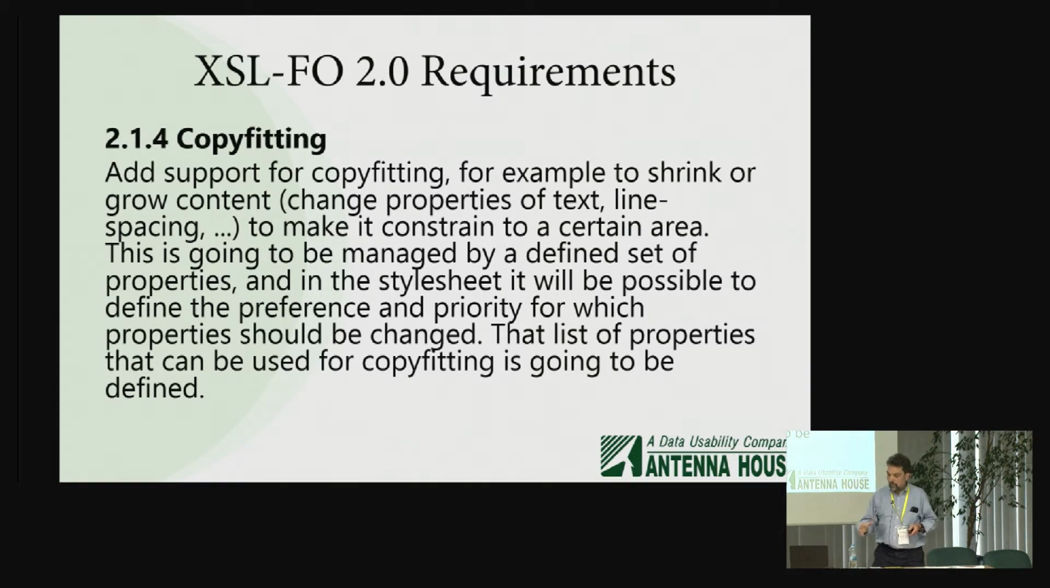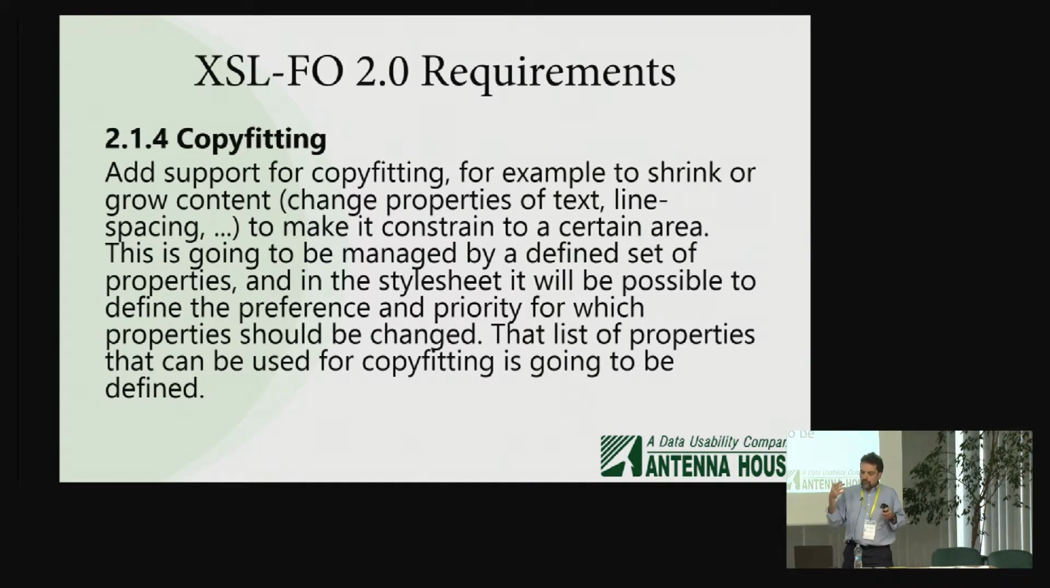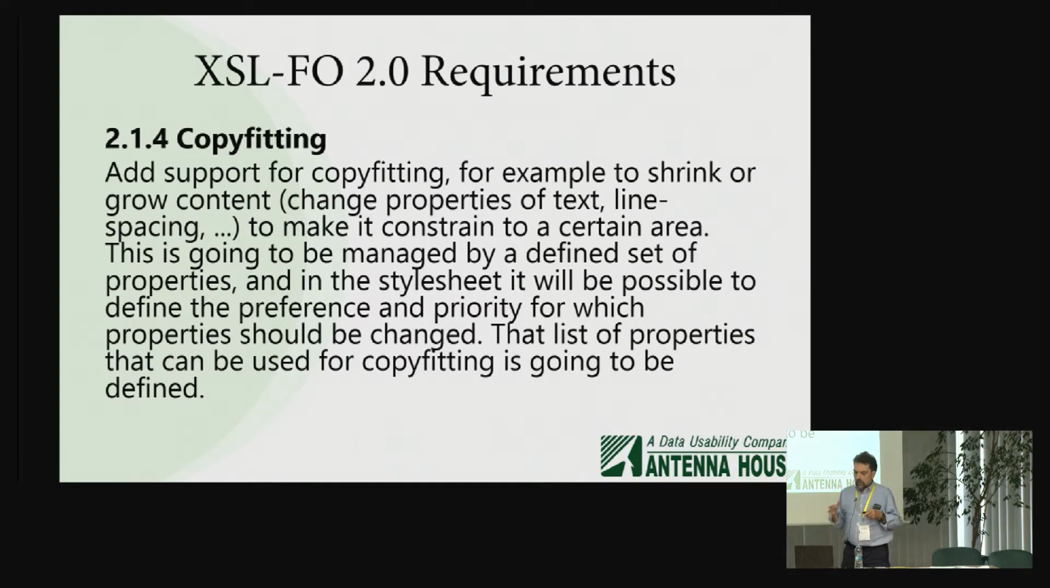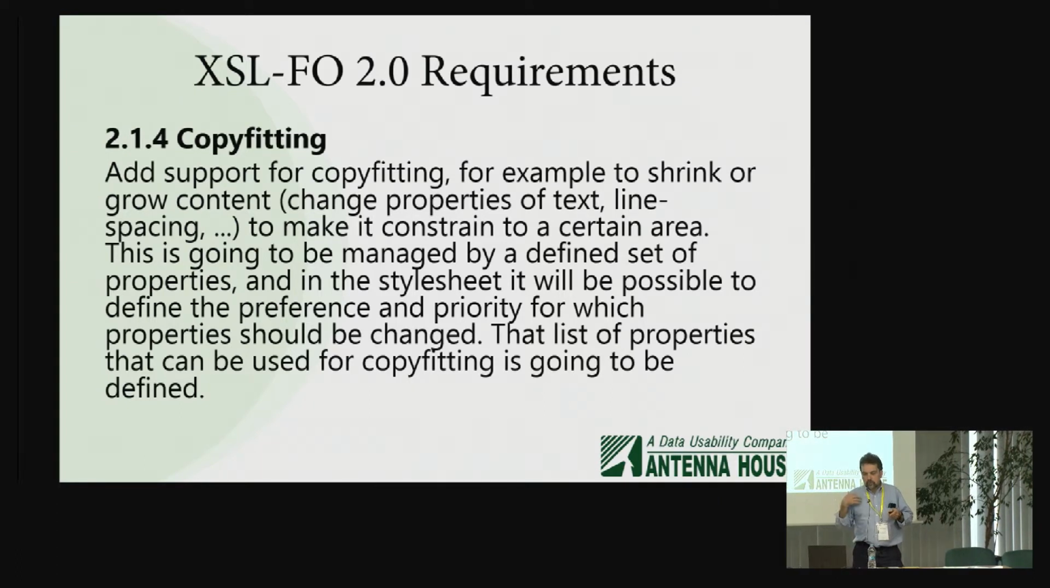XSL-FO 2.0 had some requirements for copy fitting, which sort of fit the aesthetics and potentially the profit side of things. For example, to shrink or grow content by changing properties for the text, the line spacing, etc., which you've seen in action. To make it constrained to a certain area by modifying a defined set of properties, and ideally it would be possible to define the precedence and priority of these properties or sets of properties to achieve the copy fitting.